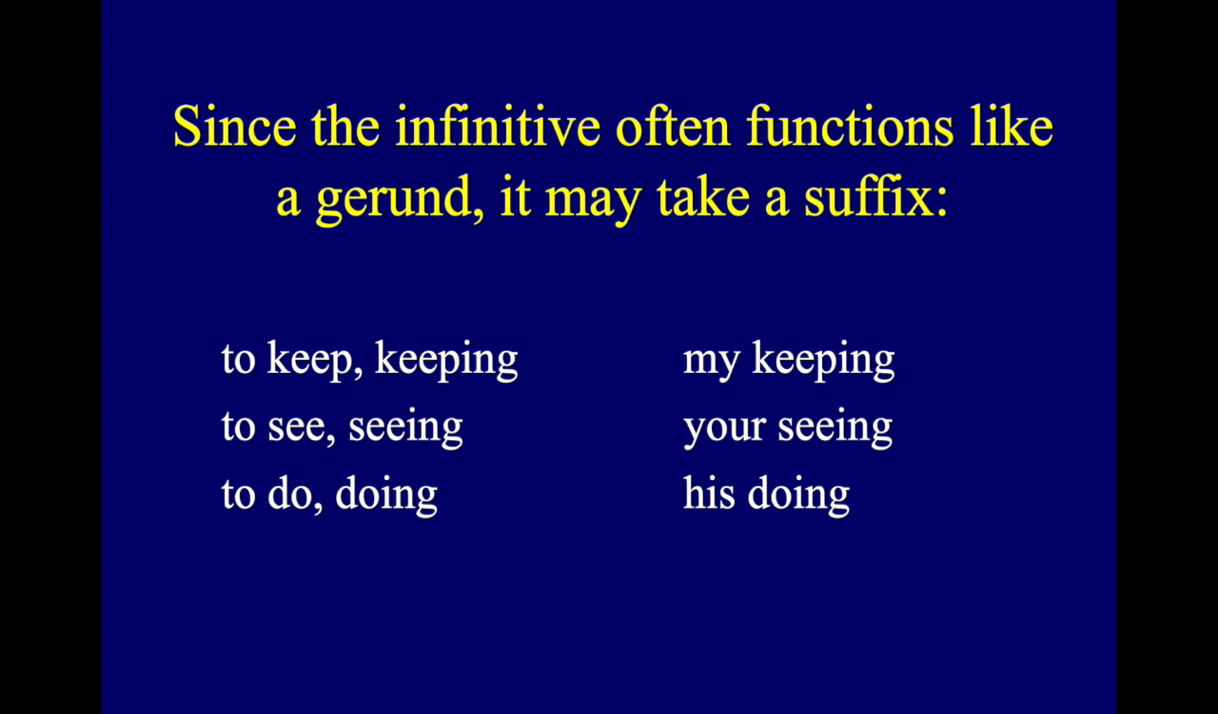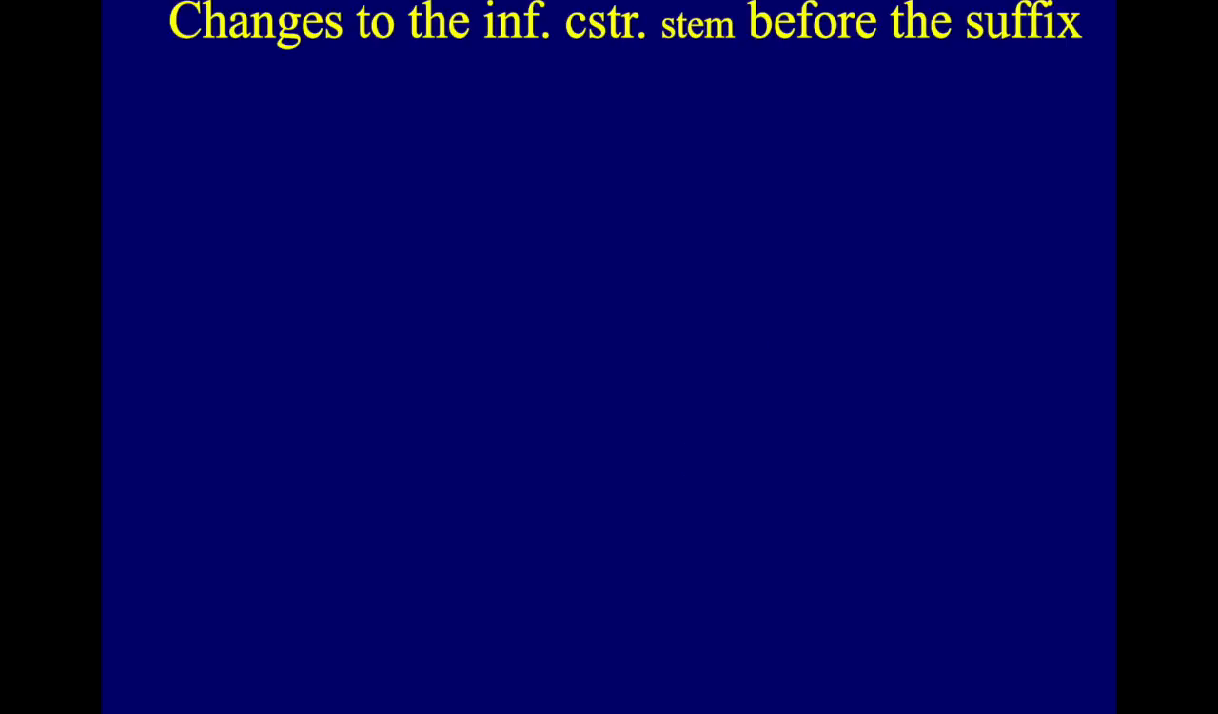So since the infinitive often functions like a gerund, remember those ing words like running, jumping, talking, since the infinitive often functions like that in Hebrew, then it can take a suffix. So to keep or keeping, if you add the suffix my to that, it would be my keeping. Or to see or seeing, if you add a suffix to that, you can make it your seeing or his doing or something like that. So that's when you have it in construct. That's why you'd have an infinitive in construct to something. So that should guide the way that we translate it. I'll show you some examples in a minute.